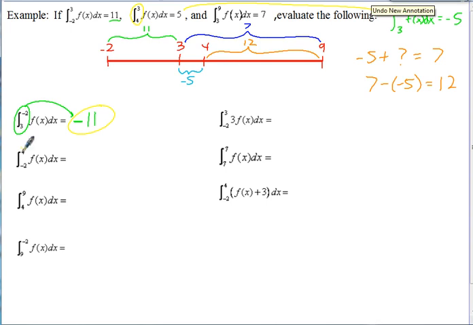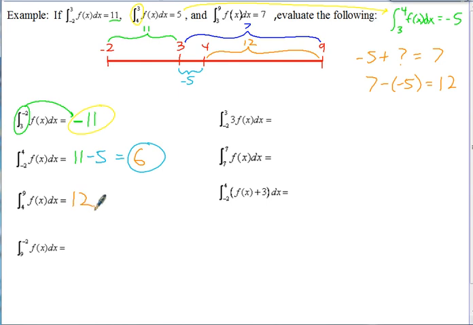Then from negative 2 to 4, well, that's a bigger interval. Remember, what we can do is just add up the smaller intervals that add up to it. So we can go from negative 2 to 3, which is 11, plus from 3 to 4, which is negative 5. Add those up, gives you 6. And then from 4 to 9, we've already figured out that little interval. From 4 to 9, we figured out that one was 12.